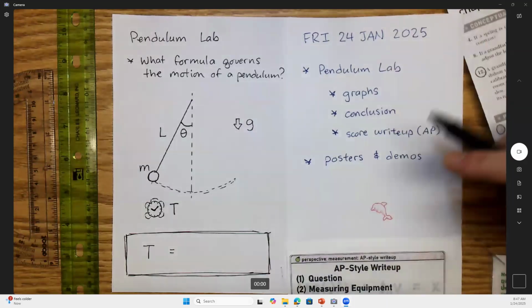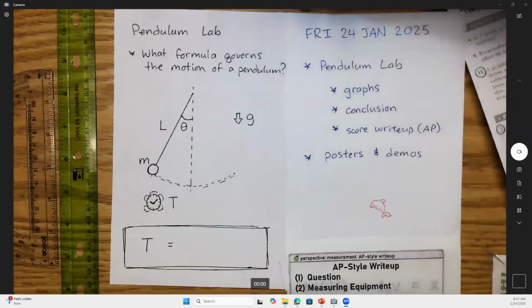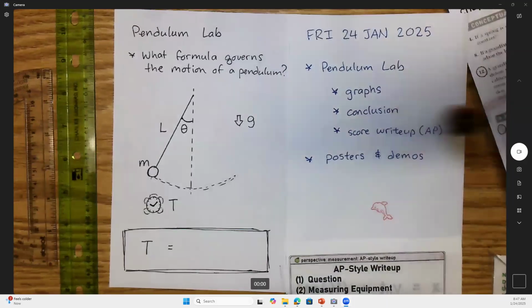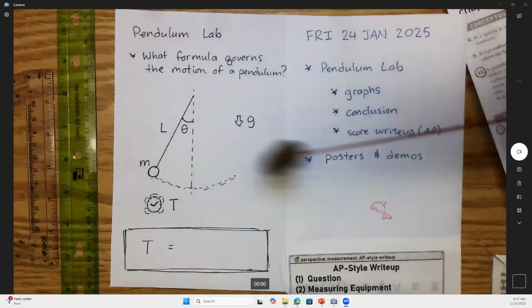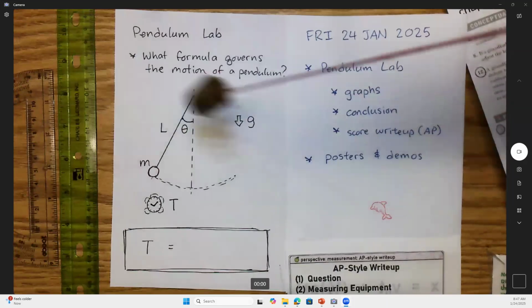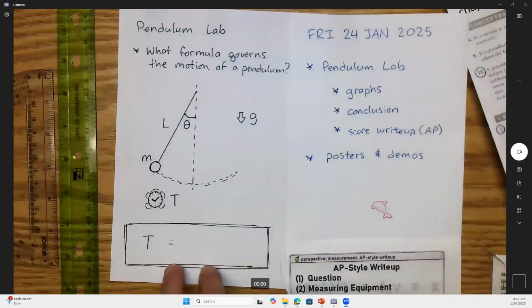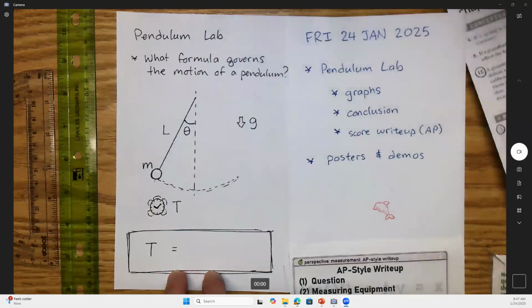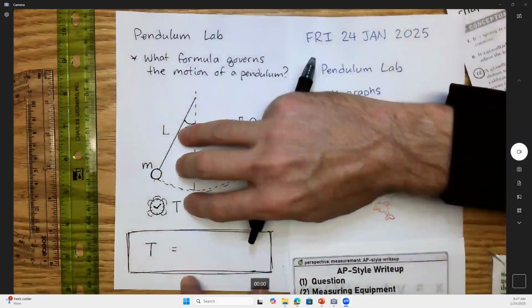You guys remember yesterday you were doing this pendulum lab, trying to figure out if I got this pendulum rigged up. What equation is governing the motion of this pendulum? What laws of the universe? So we're headed towards this: time period equals something. And you guys were testing out three independent variables.